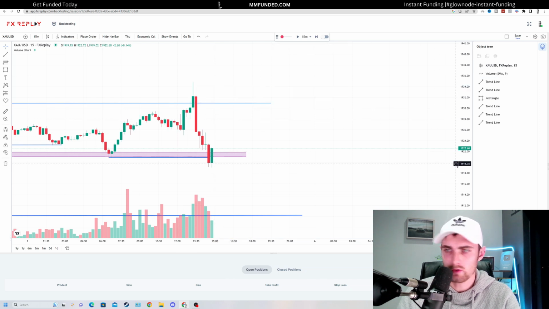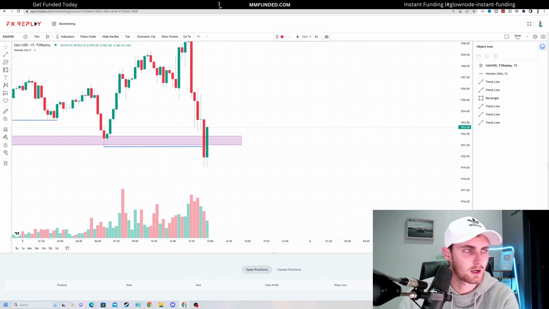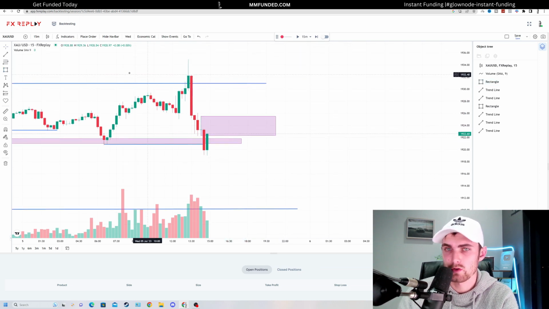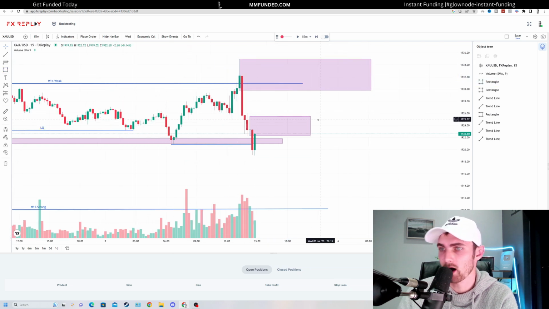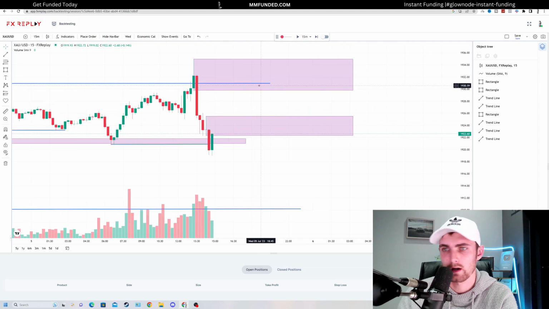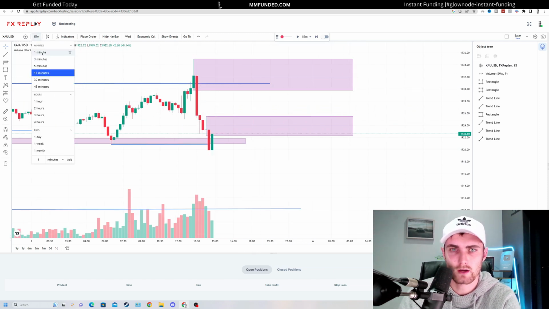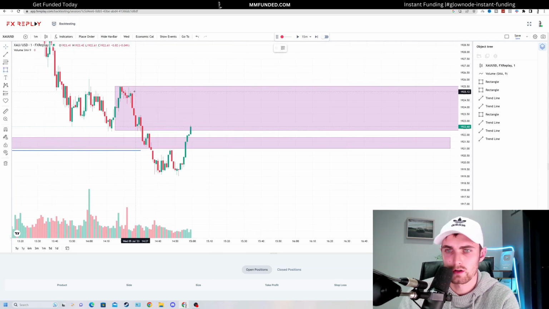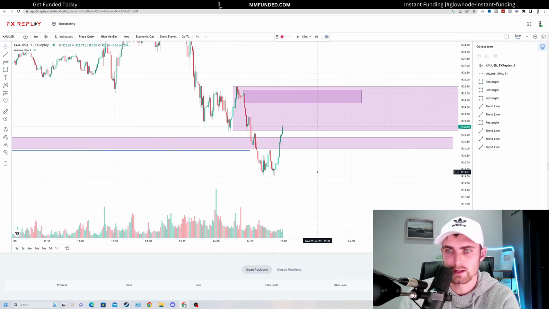But we also have a most recent area of supply over here where price is currently now. So what I'm going to do is mark out both these zones to ride the pullback. I'm going to hop over to a lower time frame, the 1 minute time frame. If we had to refine this zone, we can see we have a 1 minute refined zone over here.